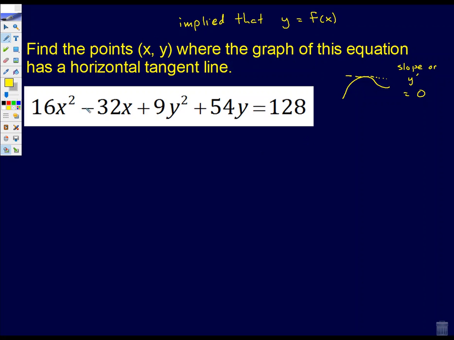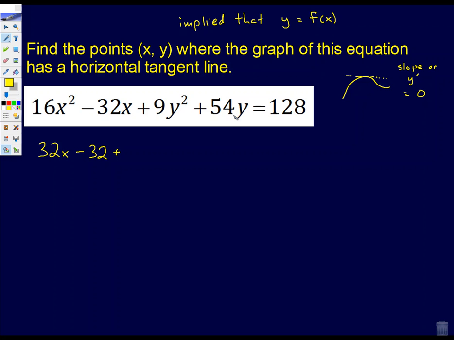Okay, so the first step is to calculate the derivative by first differentiating every term. I'm just going to go left to right here. The derivative of the first two terms, they both involve just x, so they are just standard derivatives. The derivative of 16x squared, we'll use the power rule, 32x. The derivative of minus 32x will be minus 32.